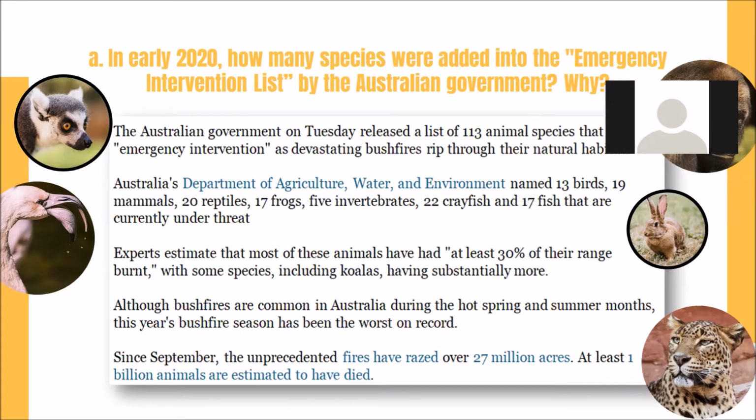Indigo, the Australian government listed 113 animal species that need emergency intervention because the devastating forest fire in 2019 to 2020 has killed a large number of their species and burned down their natural habitat.